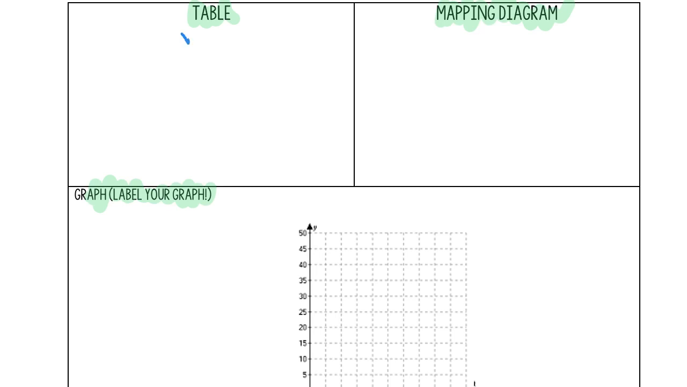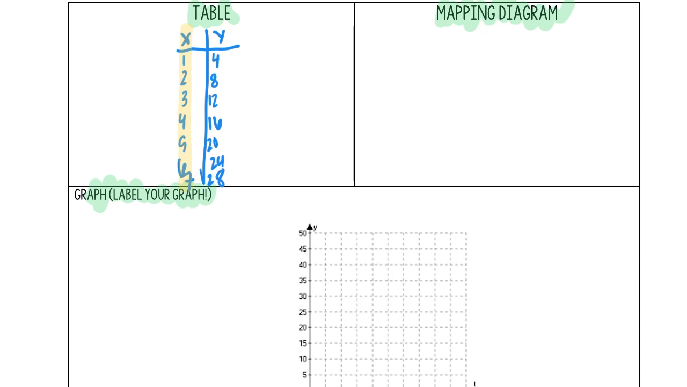So a table, a simple XY input-output table. You list your domain on the left. So our domain in the last one were all the numbers from 1 to 7. And you list your range on the right, 4, 8, 12, 16, 20, 24, and 28. When you're looking at a table and trying to determine if something's a function, you look at this x side and you make sure that all those x values are unique.